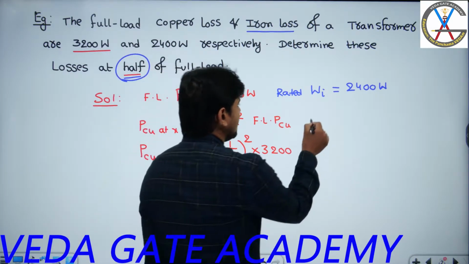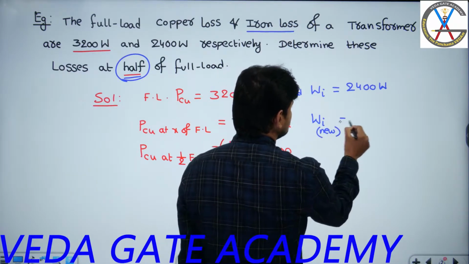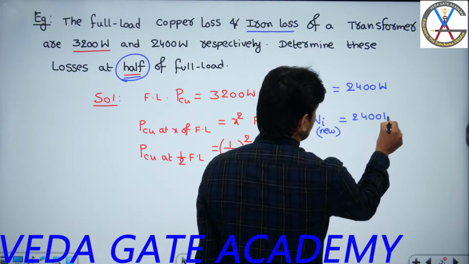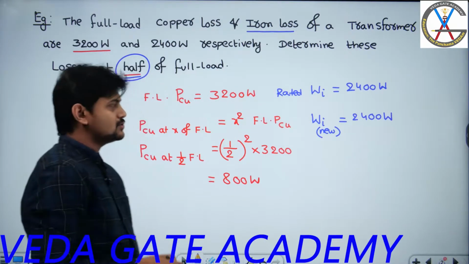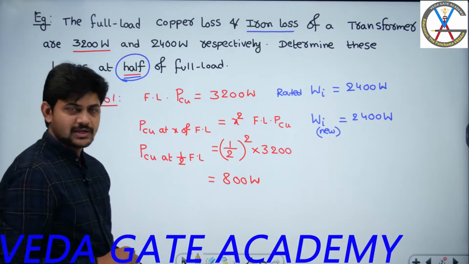So that is the reason the iron losses even at half of the full load is the same, 2400 watts. Have you understood? So this is how we need to solve the question related to copper loss. Let me move on to the next question.